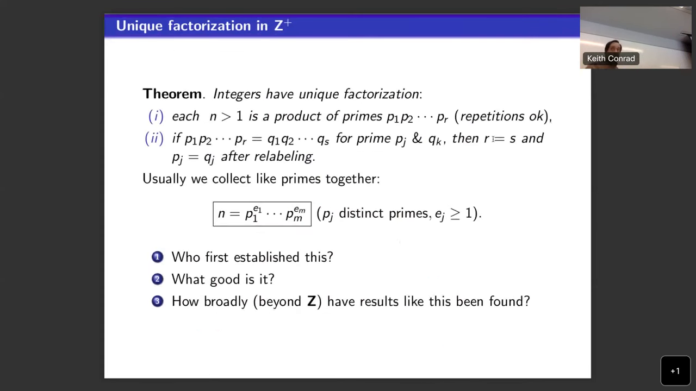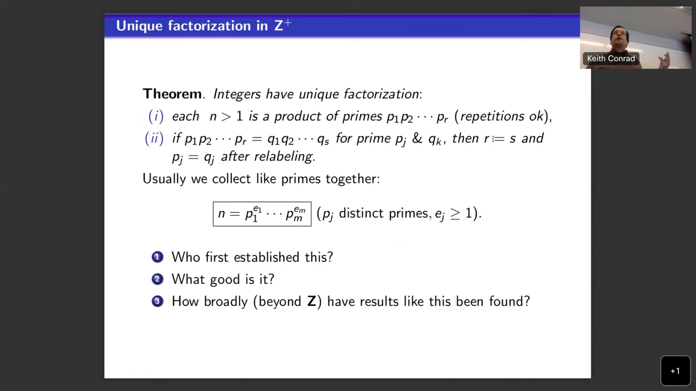So the general statement of unique factorization in the integers is that we can write every number bigger than one as a product of primes, and two different products of primes have to be the same up to the same number of terms and up to the ordering. We can relabel, reindex everything, so the primes match term by term. And of course, we usually collect like primes together, so we have primes with multiplicity, but that's not so important for the statement of unique factorization.